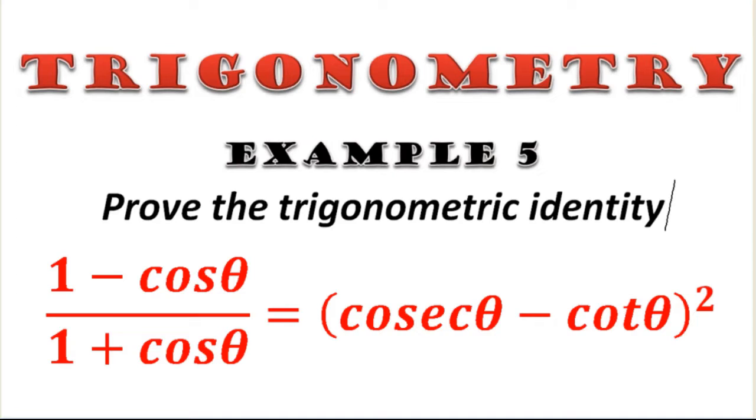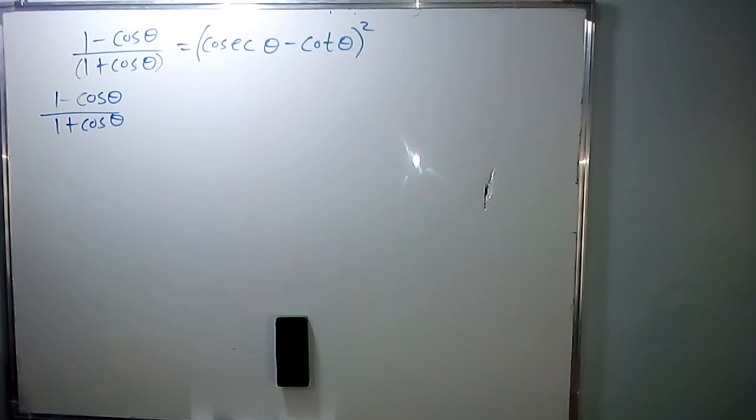Prove the trigonometric identity. On the left hand side of the equation we have 1 minus cos theta in the numerator over, in the denominator, 1 plus cos theta, to be equivalent to cosec theta minus cot theta all squared. If it has 1 and cos, 1 is 1 plus cos, 1 is 1 minus cos, if you see such a case, that is a case of a difference of two squares. And a case of a difference of two squares is a case of a Pythagorean identity.